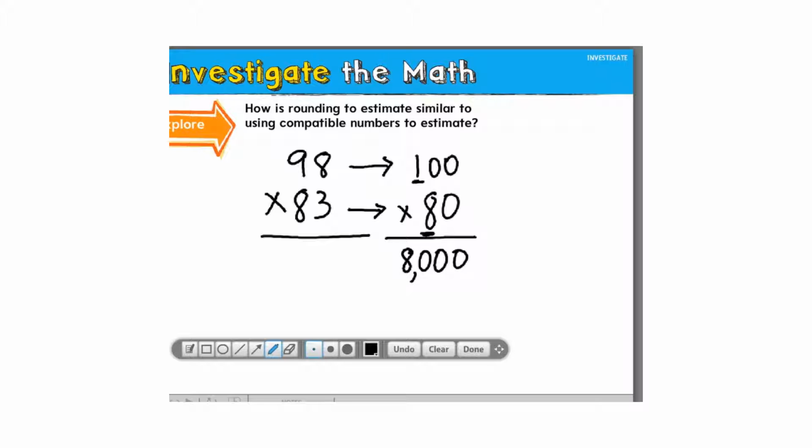So 100 times 80 would be 8,000, about. Well, 100 times 80 is 8,000, but 98 times 83 is about 8,000. Okay? Oh, I see. Today's work is all estimates. They are not asking you to actually multiply anything. You are not getting an exact answer for anything. Hold on. Can we multiply it and then this be the wrong answer?